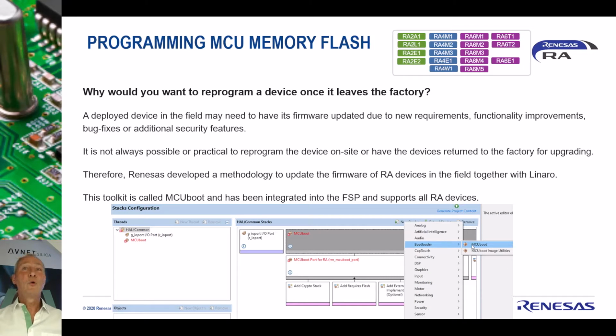So why would you want to reprogram a device once it leaves the factory? A deployed device in the field may need to have its firmware updated due to new requirements, functionality improvements, bug fixes or security features. It's not always possible or practical to reprogram the device on site or have the devices returned to the factory for upgrading. Therefore, Renesas has developed a methodology to update the firmware of RA devices in the field, and this toolkit is called MCU Boot and has been integrated into the FSP and it supports all RA devices.